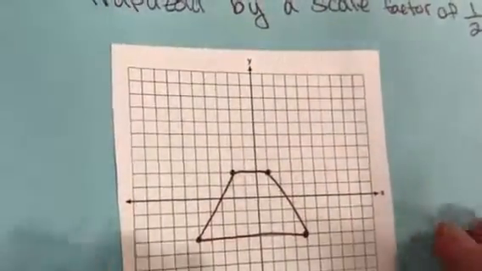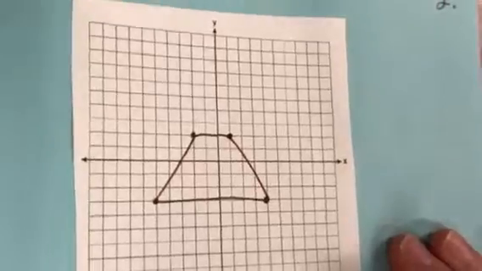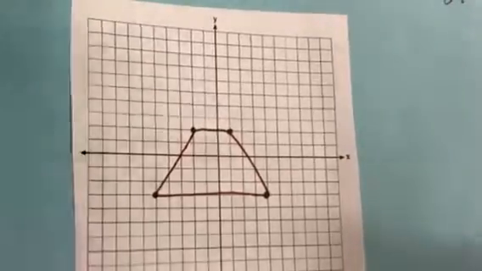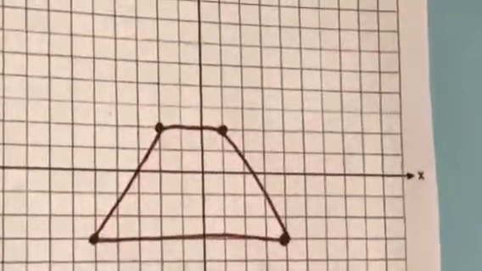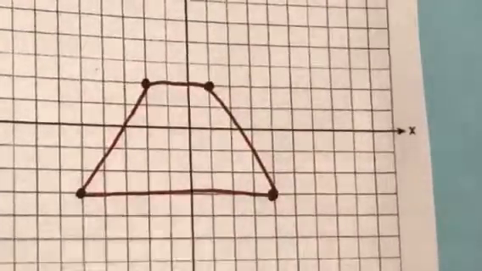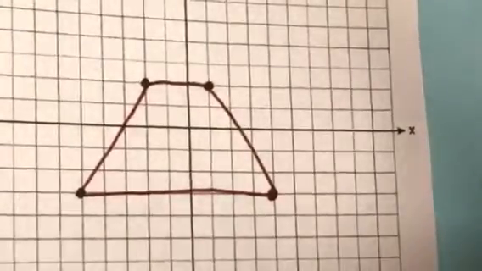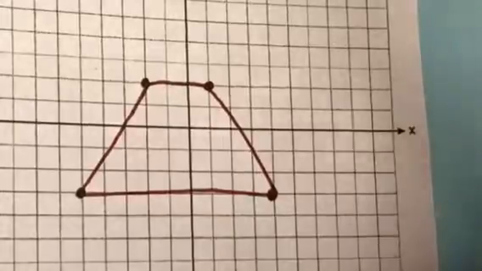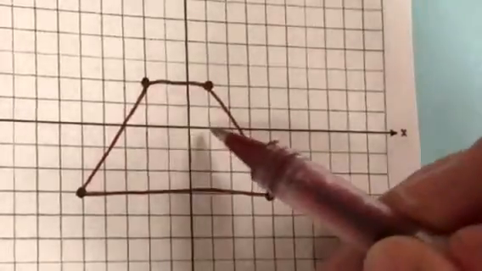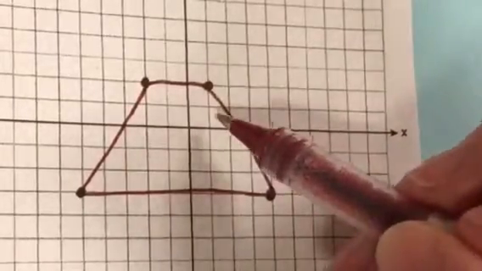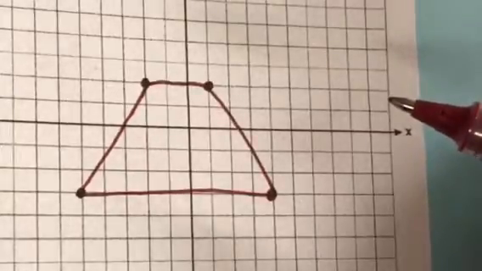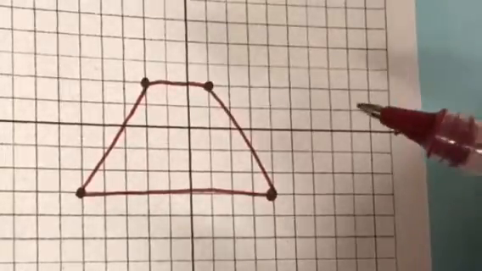Okay. Dilate this trapezoid by a scale factor of 1/2. If I'm doing 1/2, is it going to get bigger or smaller? If it's half, that's smaller than 1, therefore it's going to become half the size. So this original point is 2, 2. If I dilate that by 1/2, it becomes 1, 1.